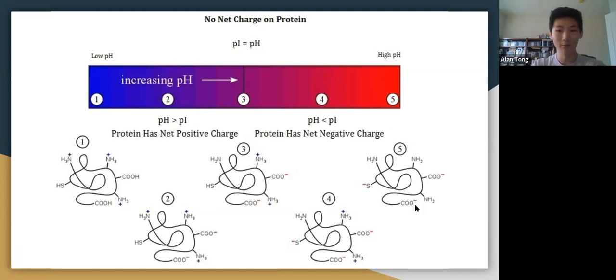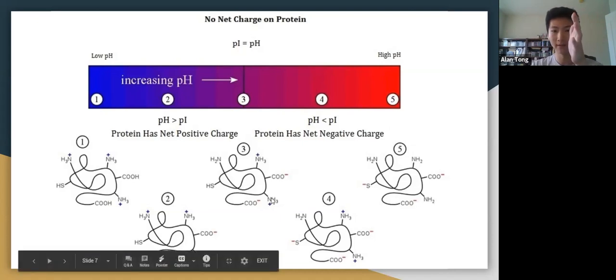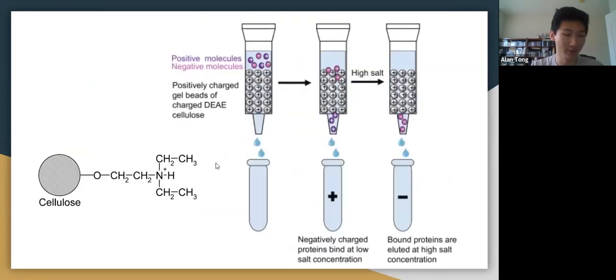So here's the idea. Proteins can be positively charged, negatively charged, or neutral, right? Now, how do we use this to separate out proteins via chromatography? Here's how, okay?